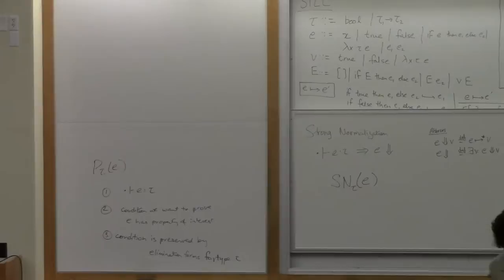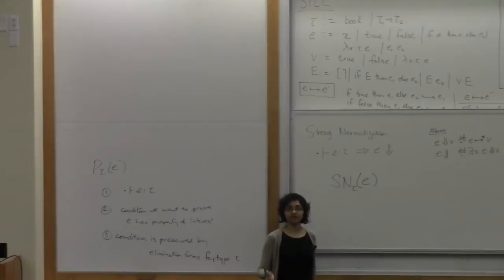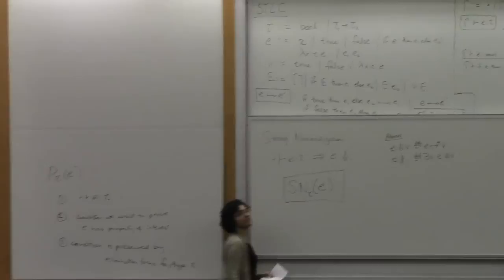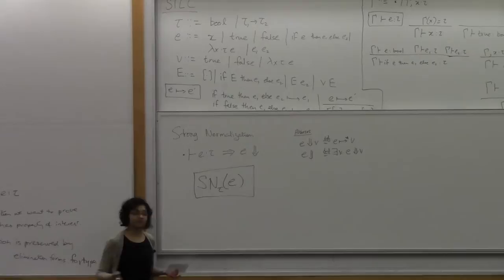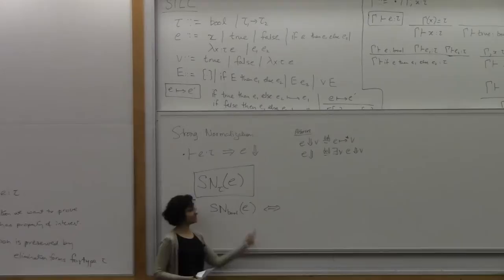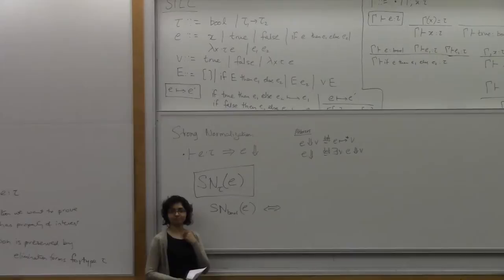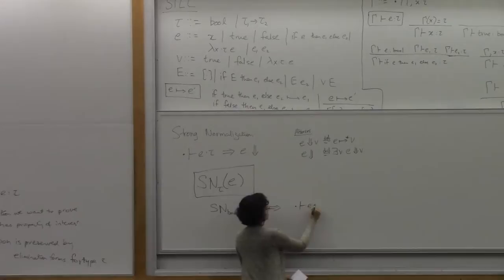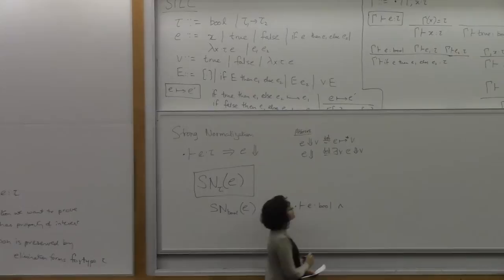We're going to define this relation by induction on the structure of types, of this type tau. So how many cases are we going to have in our definition of this set? How many types do we have? Two. The first one is going to be for Booleans. What I want to define is, when is it the case that some E is strongly normalizing at type bool? Let's look at the property. First thing we want to say is E should be a Boolean. Second thing is E has the property of interest: E terminates.